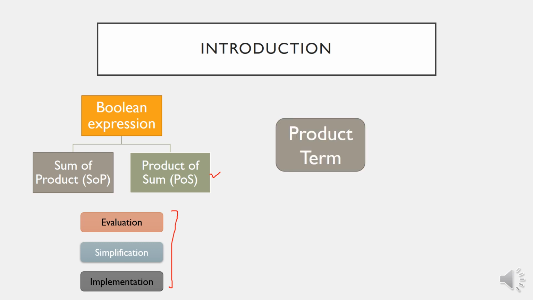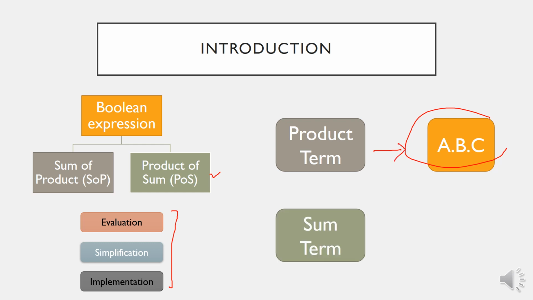As explained in the previous lesson, a term with only an AND operation like this, and with no OR operation involved, is called a product term. In opposite, a term with only an OR operation like this one, with no AND operation involved, is called a sum term.